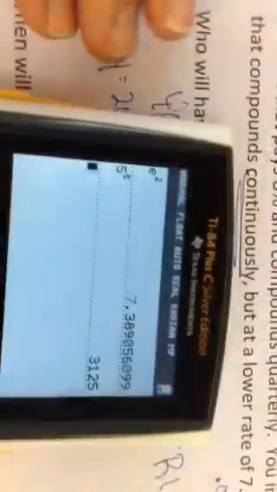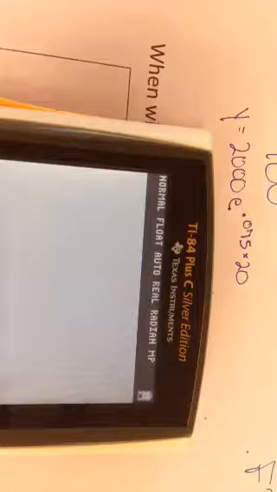So turn on your calculators, and I would encourage you guys to practice this because third hour ran into a lot of problems when they weren't practicing with the notes.